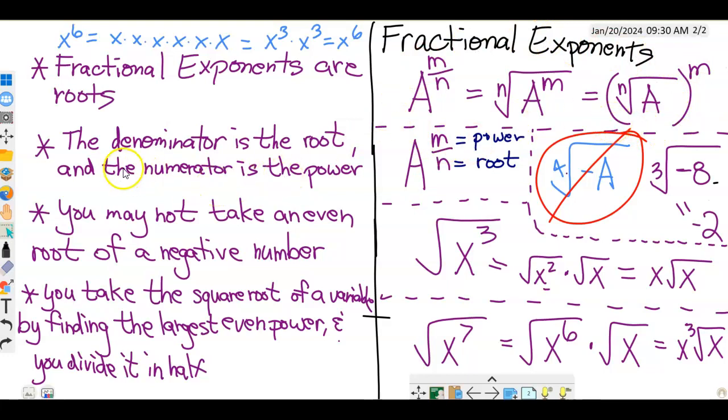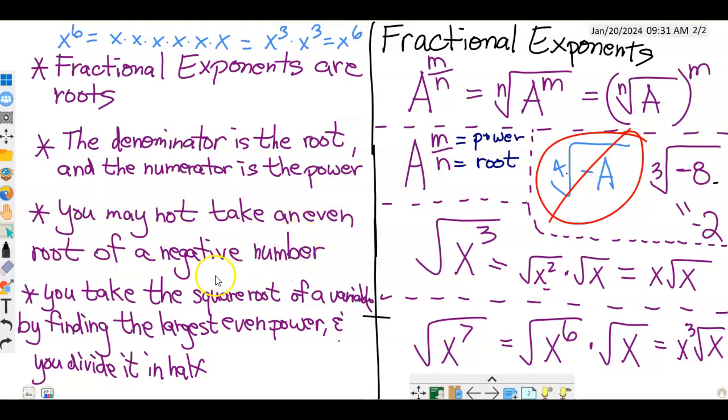Next, the denominator of the fractional exponent is the root, and the numerator is the power. This symbol picture goes with that bullet point. Okay? If I write a to the m over n power, the numerator m is the power and n is the root.